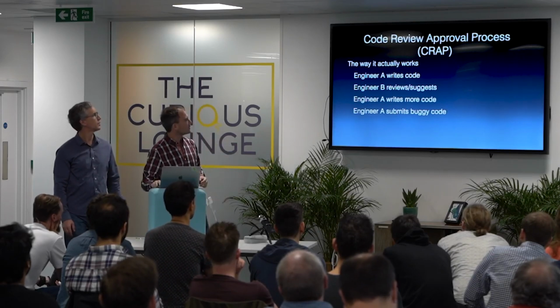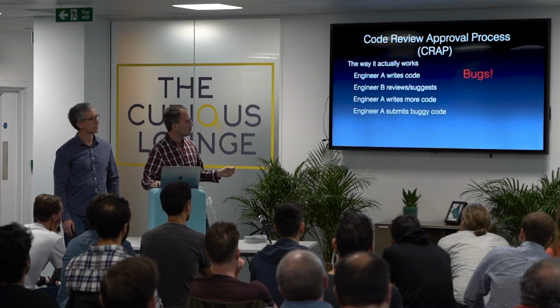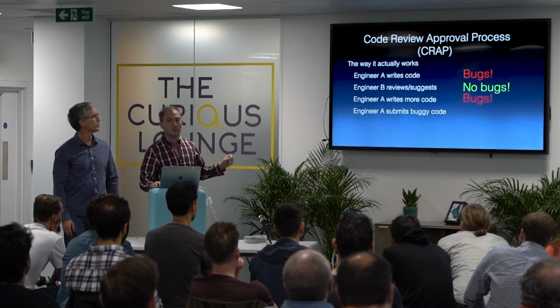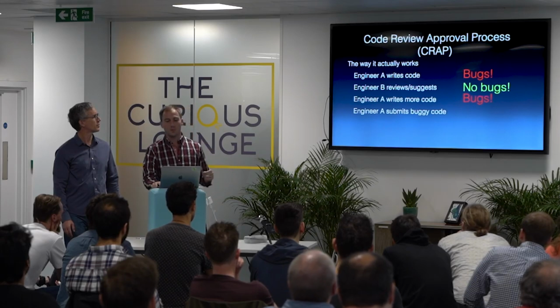This is what really happens. Engineer A writes code, we have bugs. Then we have the code review, no bugs there. But then engineer A writes more code to address the code review, and we have more bugs. And finally, we submit the buggy code. The bugs remain.